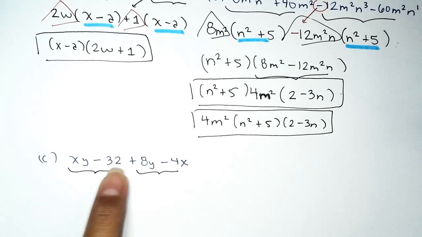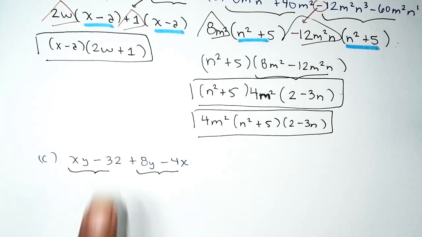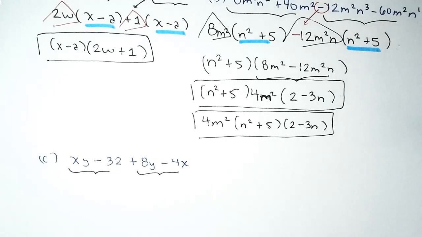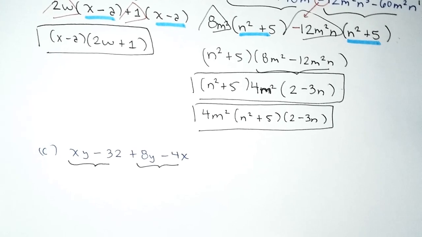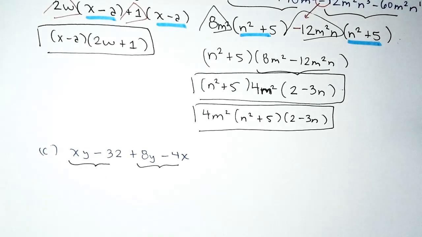The first group, xy and 32, what does my office mate say? Dog breath. I need to be like him. All right. The first group, they don't have any terms in the GCF for the first group.